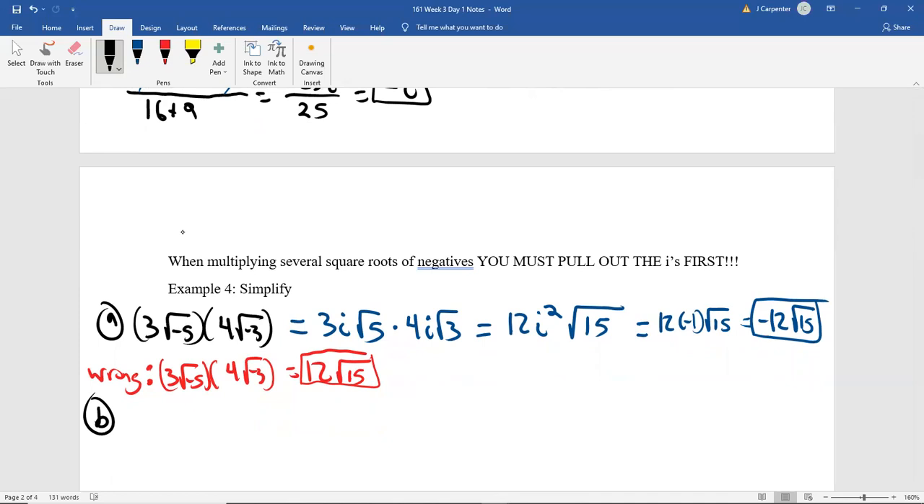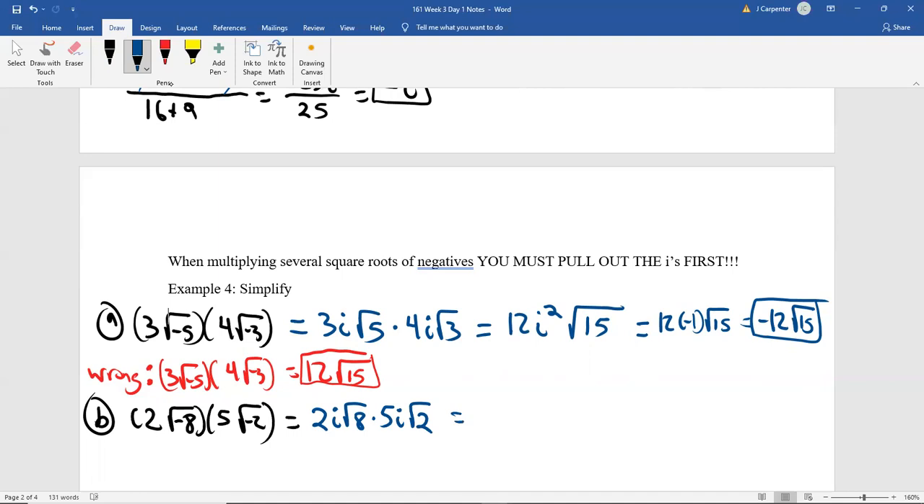All right, one more for the section. 2 square root of negative 8 times 5 square root of negative 2. Now again, we have to do this the right way. We have to pull out the i's first. So this would be 2i square root of 8 times 5i square root of 2. If you don't, you will have the negative of the correct answer at the end at best.